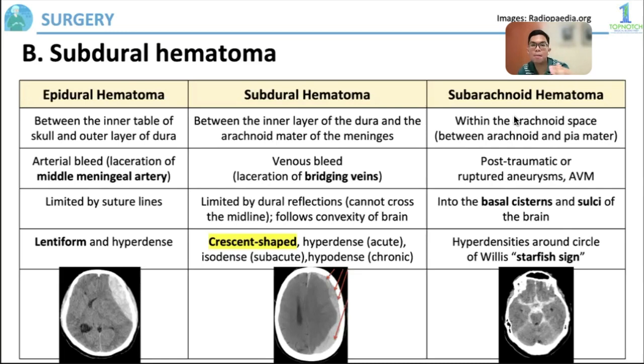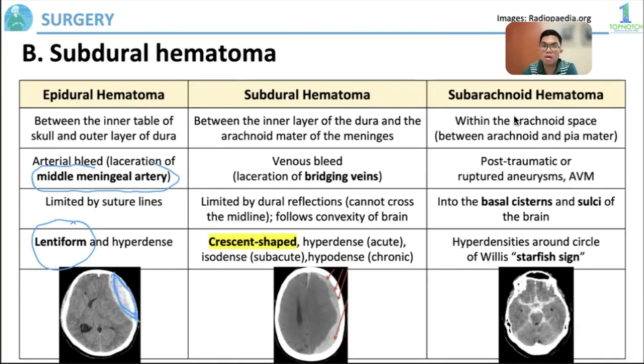So epidural, it's above the dura. So it's between the inner table of the skull and outer layer of the dura. And usually this mechanism of action is a fracture on the pterion, resulting in a laceration of the middle meningeal artery. And again, it's lentiform, lens shape, no? Lemon or lens shape, parang ganun.